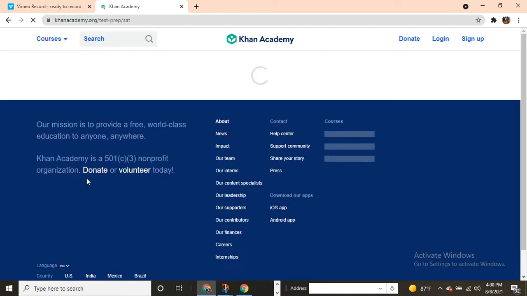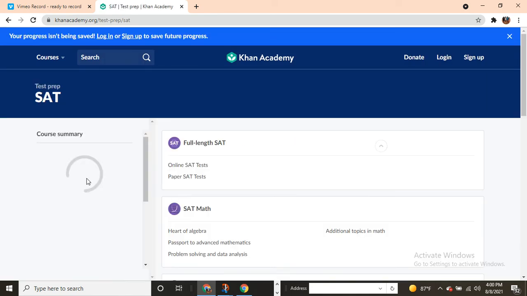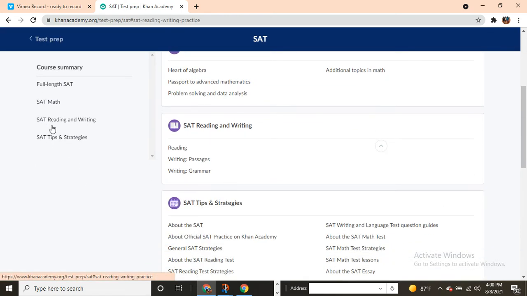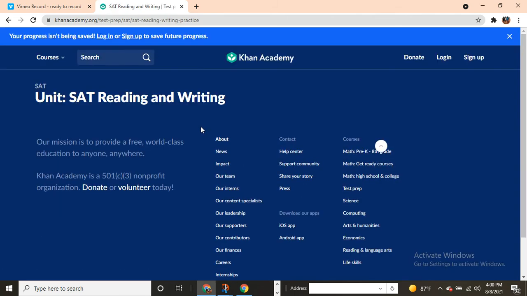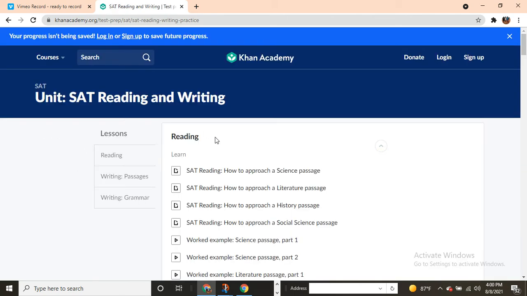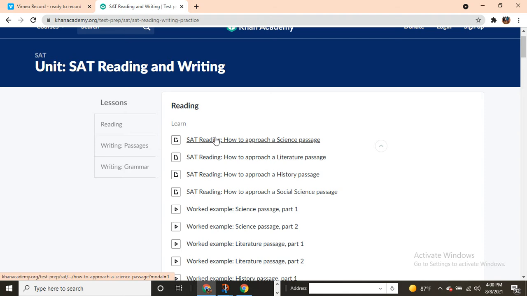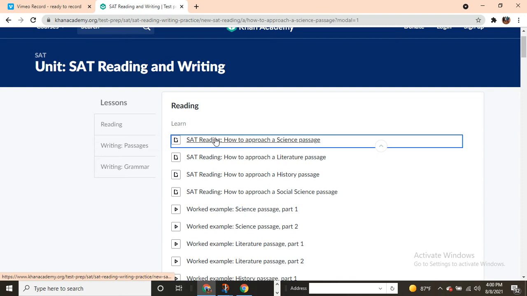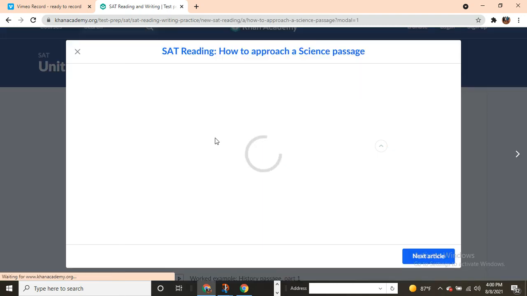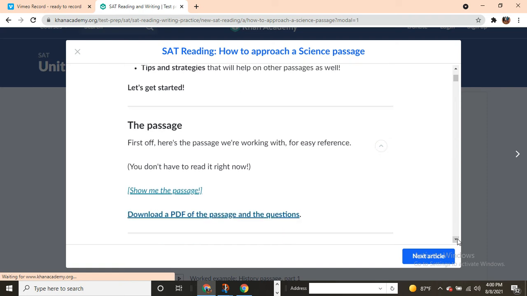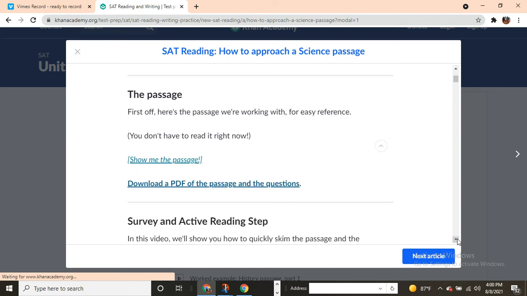Once you get to their site, you go to test prep, test preparation. When you get in here, you'll be able to click. If you want to revise for reading and writing, that is English, you click there. Once you reach here, you see these are some of the topics that they always test. When you get to the reading part, you see how to approach a science passage. If you want to understand well how to approach it, here is a good explanation of how you can approach it.